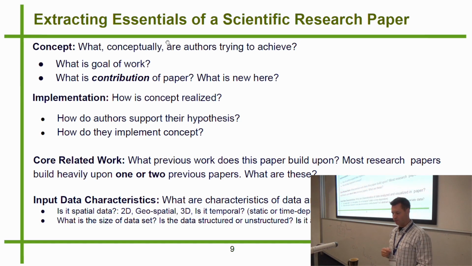So when you look at a research paper, you're thinking conceptually, what are the authors trying to achieve? That's their concept. They're not going to say, this is our concept. It's not going to say that in the paper. But you can train your brain to extract the concept. What is the goal of the work? The authors might use that word goal, like the goal here is. What is the contribution of the paper? That's another common term used in a research paper. This paper contributes the following. That is directly related to the concept.